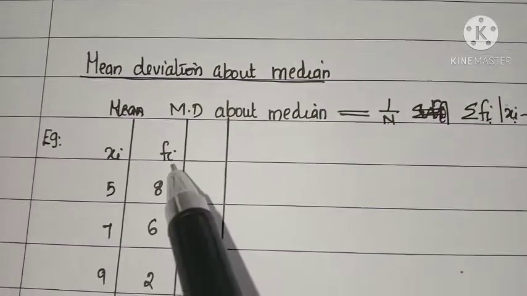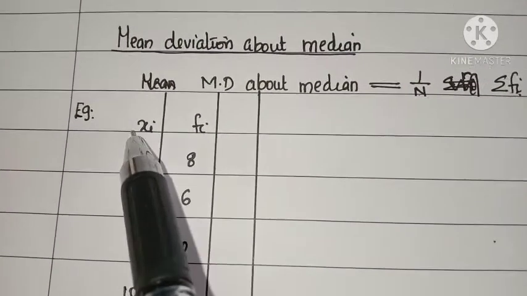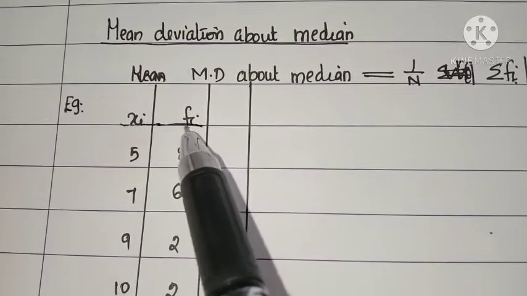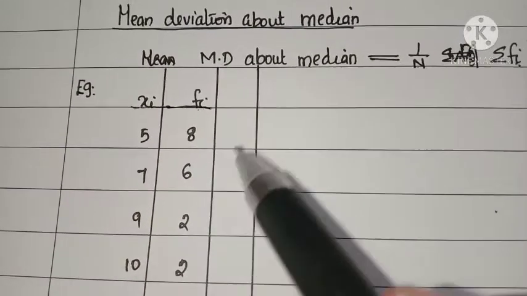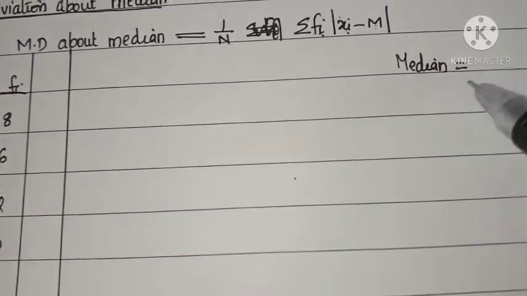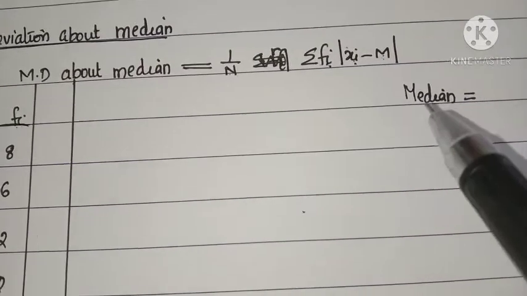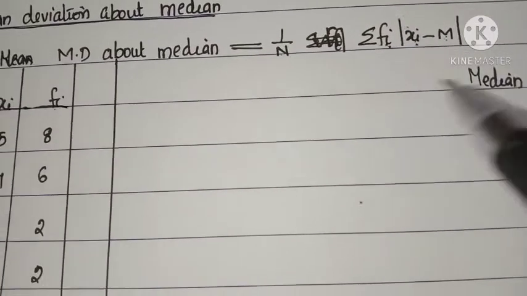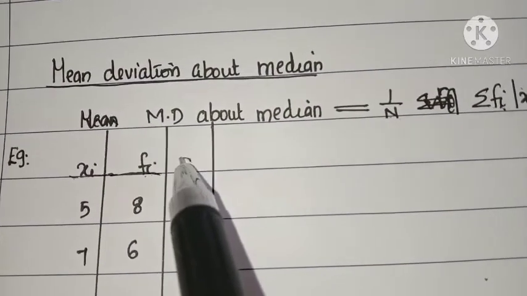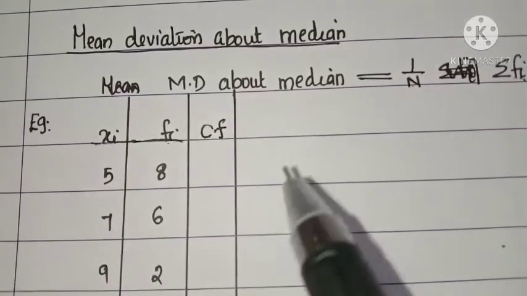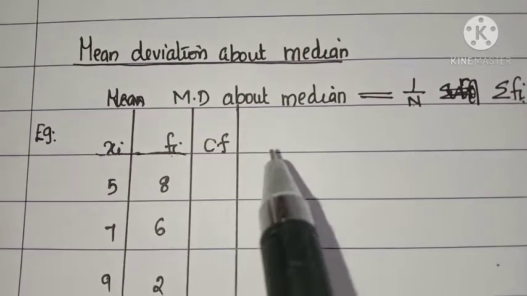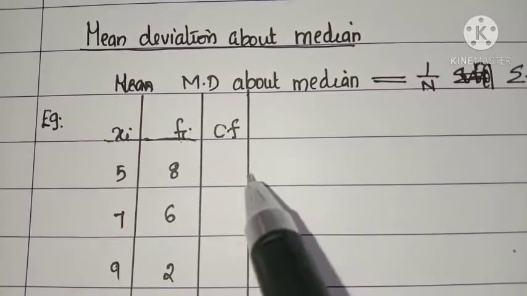Okay, let's see this example. Xi values, fi frequencies. Values and frequencies are given. The first step is to find the median. Median we want to find. Listen, to obtain the median, we need to find the cumulative frequency. That's very important. For median only, we have to find cumulative frequency.